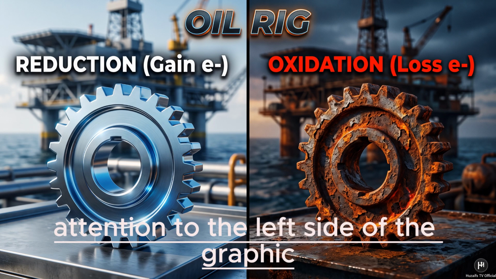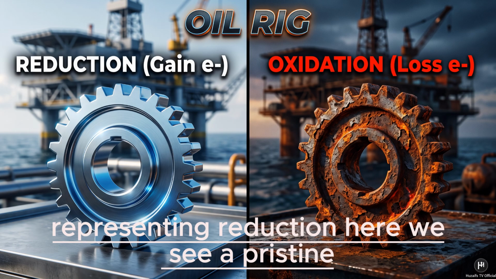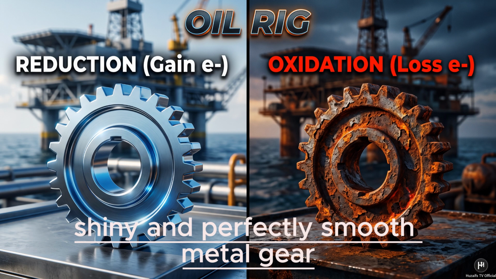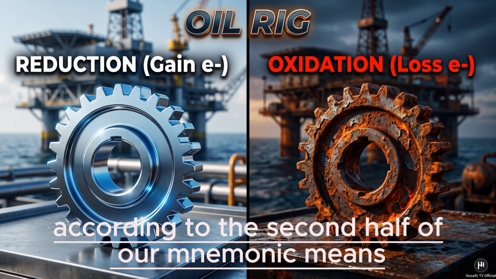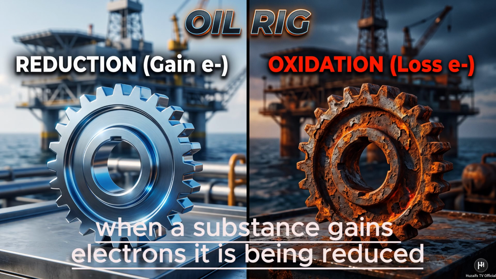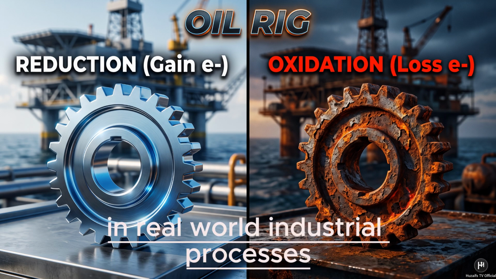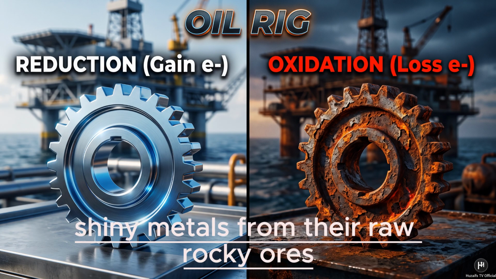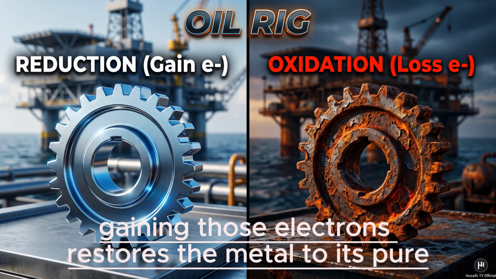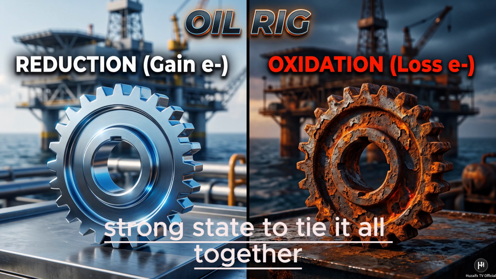Now let us turn our attention to the left side of the graphic, representing reduction. Here we see a pristine, shiny, and perfectly smooth metal gear. This represents the concept of reduction, which, according to the second half of our mnemonic, means reduction is gain. When a substance gains electrons, it is being reduced. In real-world industrial processes, we actually use reduction reactions to extract pure, shiny metals from their raw, rocky ores. Gaining those electrons restores the metal to its pure, strong state.